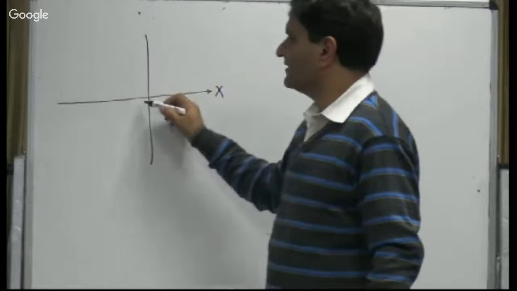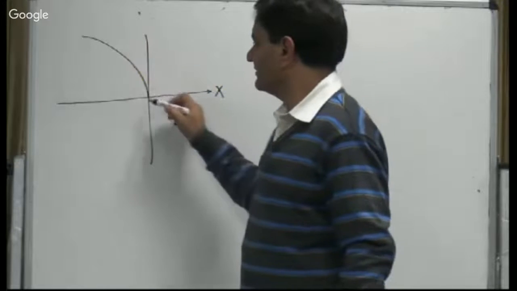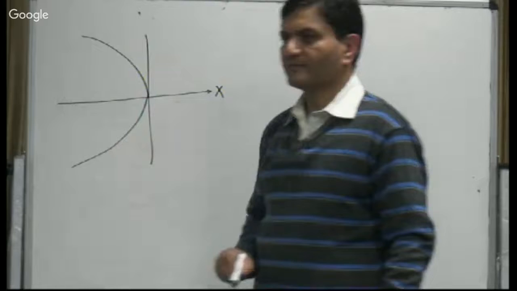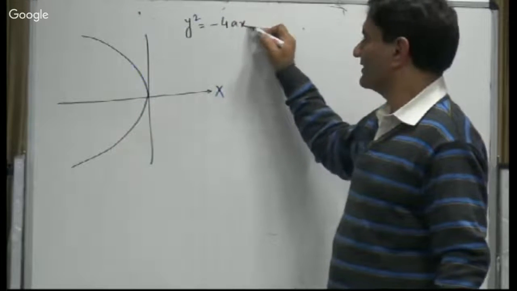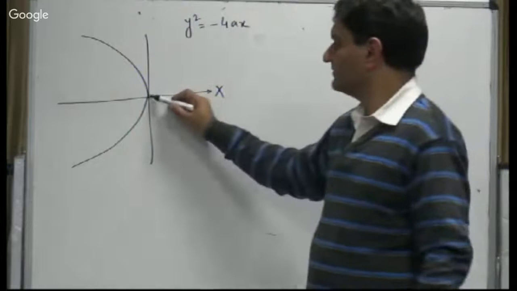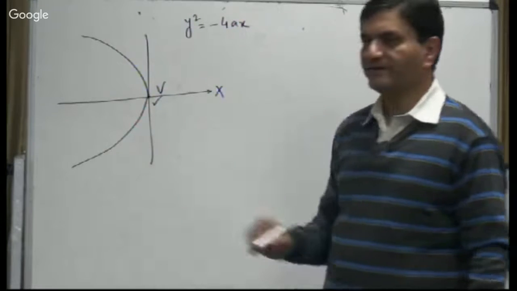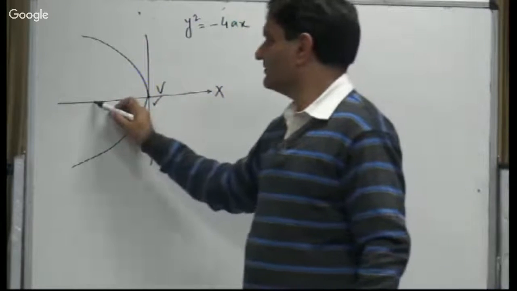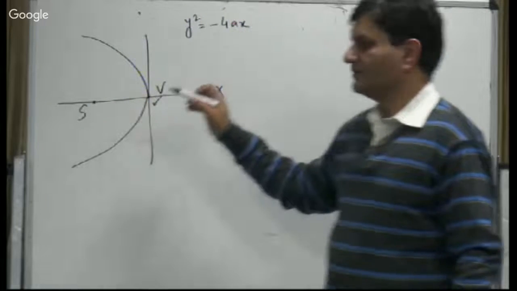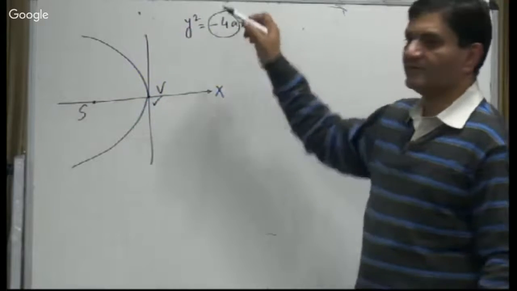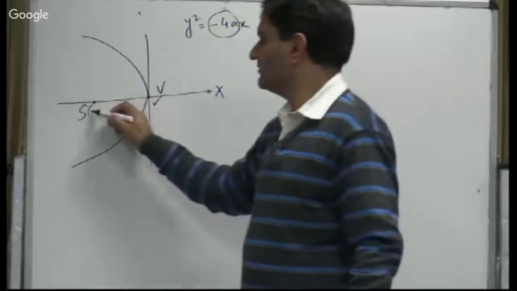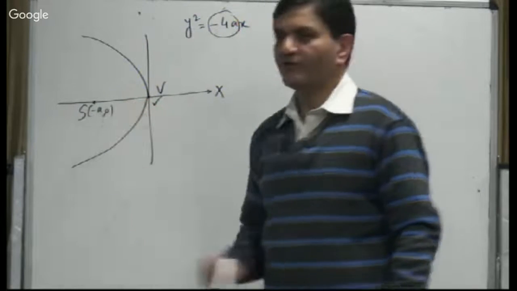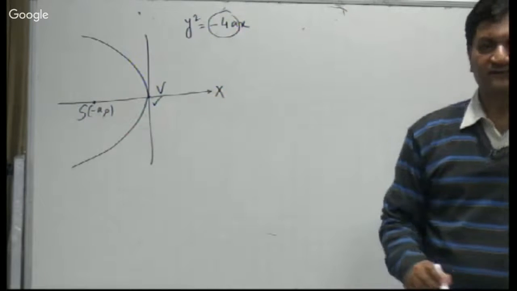See, y square is minus 4ax. This will be the shape. y square equal to minus 4ax. What is the vertex? 0, 0, right? What are coordinates of focus? You take coefficient of x and divide by 4. Take coefficient of x, divide by 4. So minus a, 0.